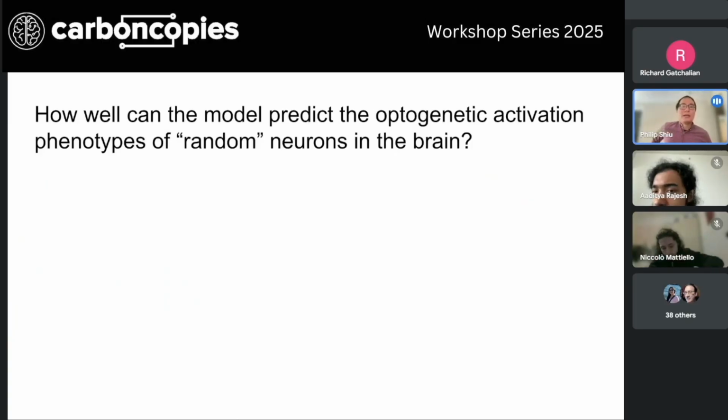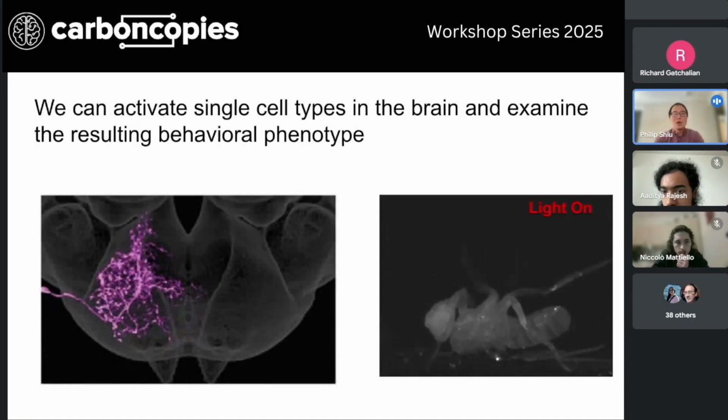One thing that we thought would be really compelling was to understand how well the model can predict the activation phenotypes of random neurons in the brain. So if we were able to activate particular subsets of neurons, we could then ask, when we computationally activate these neurons, do they activate motor neuron 9? And how does that compare to what happens when we actually use optogenetics to activate these neurons in the biological fly? So what we did was use single cell type reagents to activate just these specific cell types.